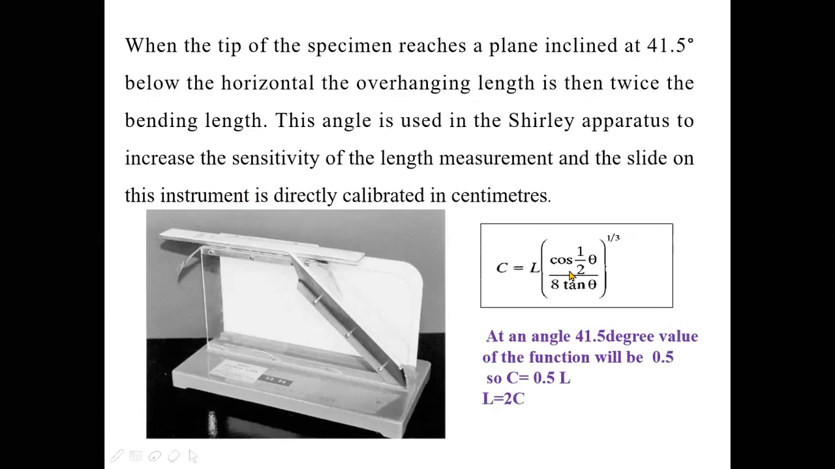Now, as I have already told you, for theta is equal to 41.5 degree, the value of this function will be 0.5. So C is equal to L into 0.5, or you can say L is equal to 2 into C. So what is the value of L? That will be 2 into C.